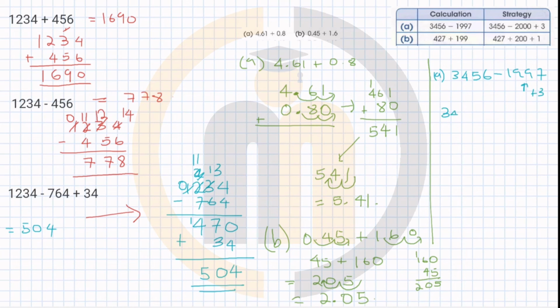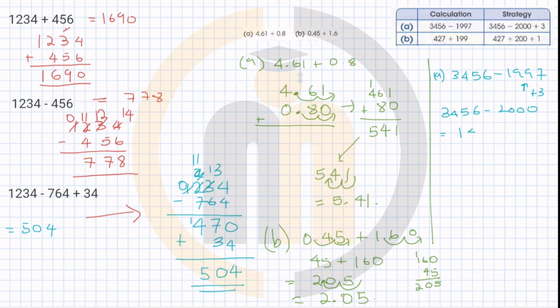So we do 3,456 minus 2,000. Okay, now bear in mind this operation is a subtraction. So now we are subtracting a larger number. So later what we have to do is we have to add back the 3 that we have taken out. Alright, we are subtracting a larger number. So if you subtract with 1,997, the answer should be a smaller number. So let's do the subtraction first. We will get 2,456. Sorry, 1,456. My mistake.